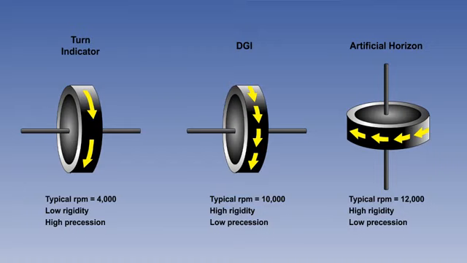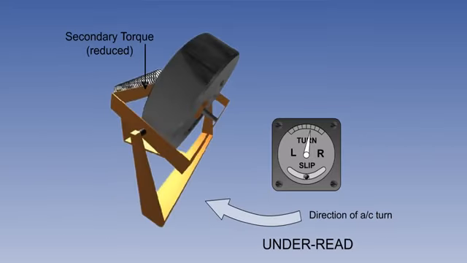The rotor RPM is low compared to the DGI and artificial horizon rotor speeds because the turn indicator uses the gyroscopic property of precession to measure rate of turn. Lower spin speed means less gyroscopic rigidity, giving greater precession, so a high rotor speed is not required. If the gyro spin speed slows, which may happen in an air-driven gyro should the air filter become partially blocked or a leak develops, the gyro will underspeed, and the instrument will underread the rate of turn.